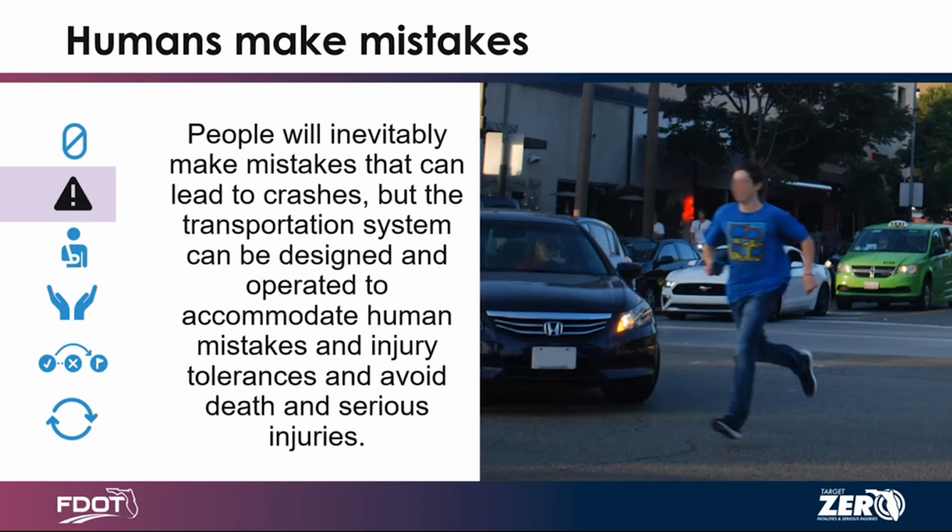Humans make mistakes. Again, we've talked a little bit about this already, but how can we be aware of, be cognizant of what those types of mistakes will be in our system, and how can we design to accommodate those as best we can?